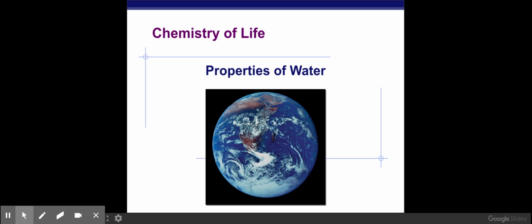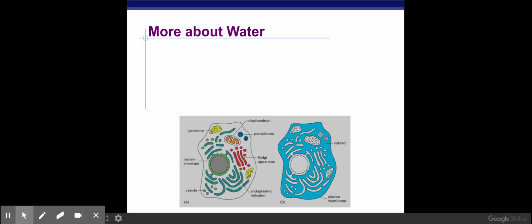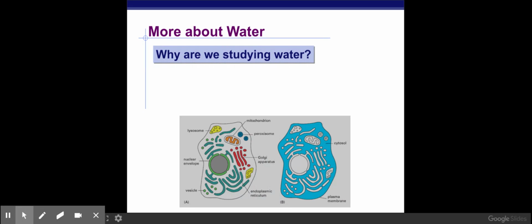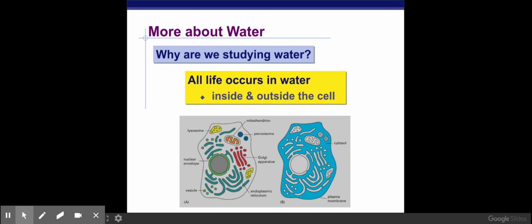Today we're going to be focusing on water. Now you might wonder why we're studying water in biology, but all life occurs in water. All of those chemical reactions going on inside your body, inside of your cells, they're all happening in solution. We're full of kind of watery stuff. So if we don't understand water, we won't understand some of the really amazing things that are going on inside and around us.